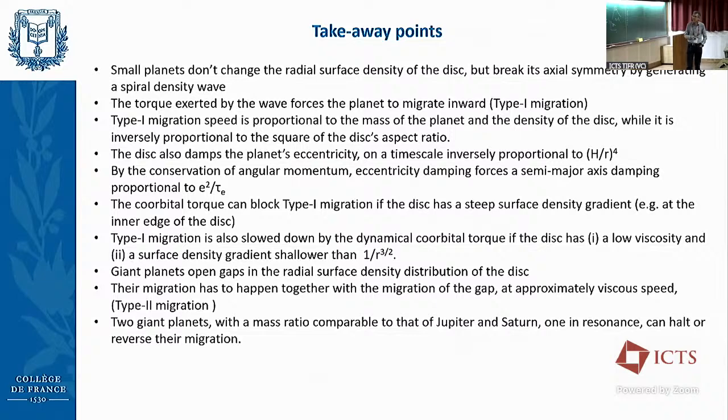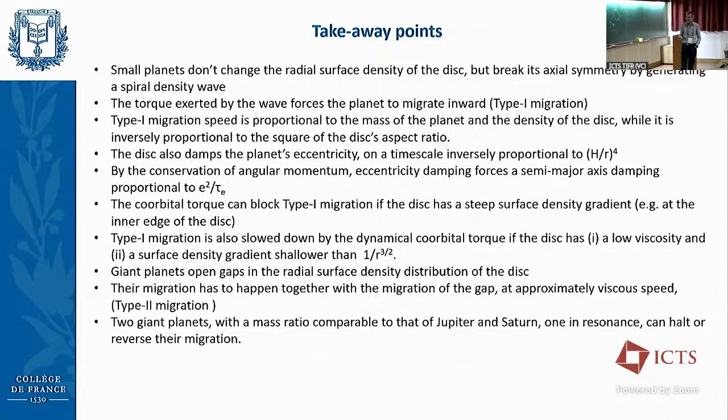The co-orbital torque can block type 1 migration where the disk has a steep surface density distribution, typically the inner edge of the disk or the outer edge of the gap. And it also acts to slow down migrating planets, but only if the disk has a low viscosity and a shallow surface density gradient, shallower than 3/2. So this is for the small planet.